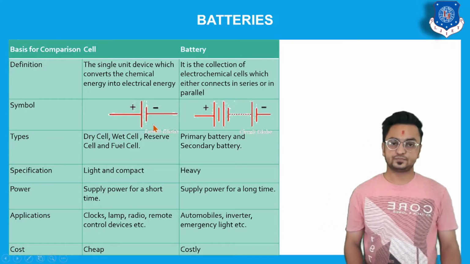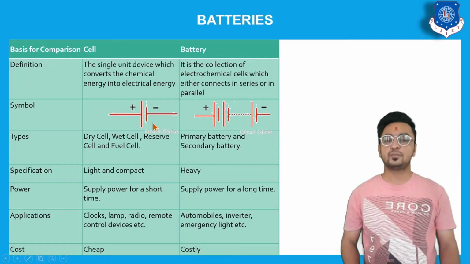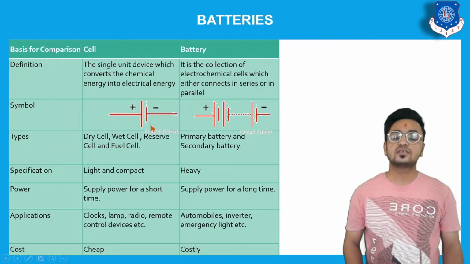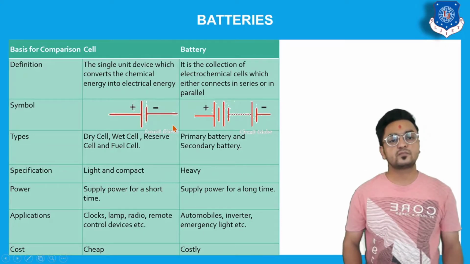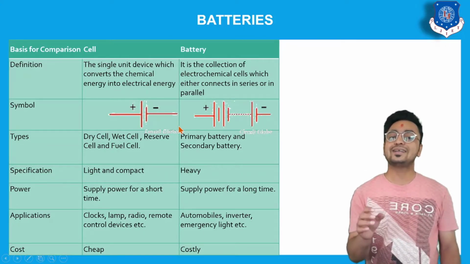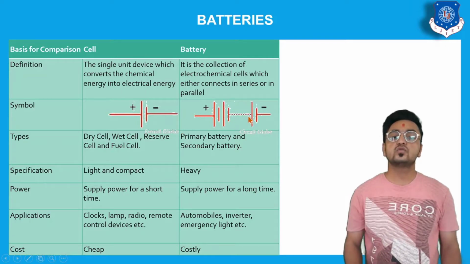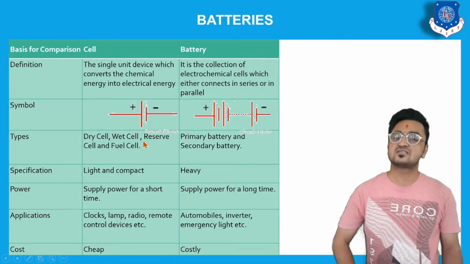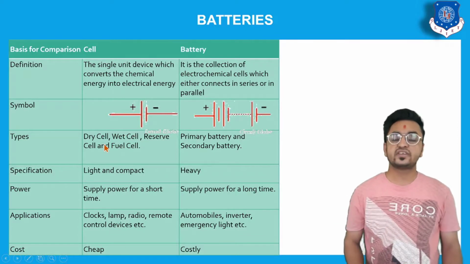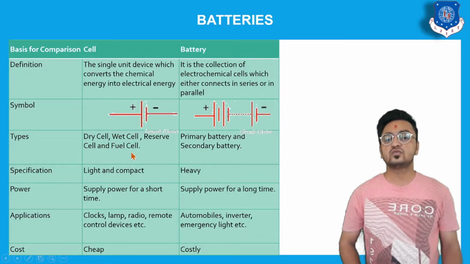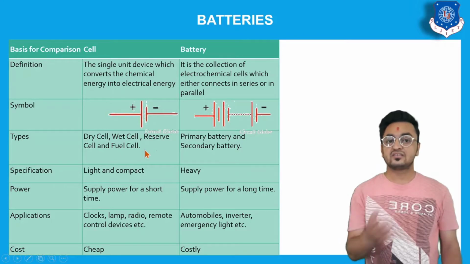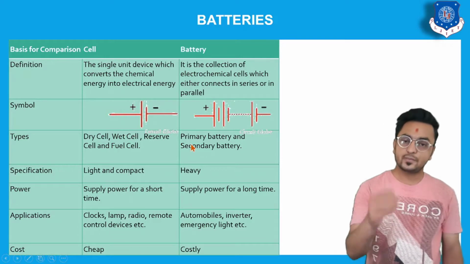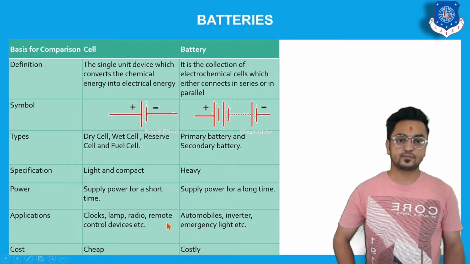Now the next one is the symbol of cell and battery. When we use a cell, normally we use this symbol with one device, and when we use a battery, a combination of cells, we use this type of symbol. And these are the various types of cells: first is the dry cell, wet cell, reserve cell, and fuel cell. In the same way, we have types of batteries: the primary battery and secondary battery.